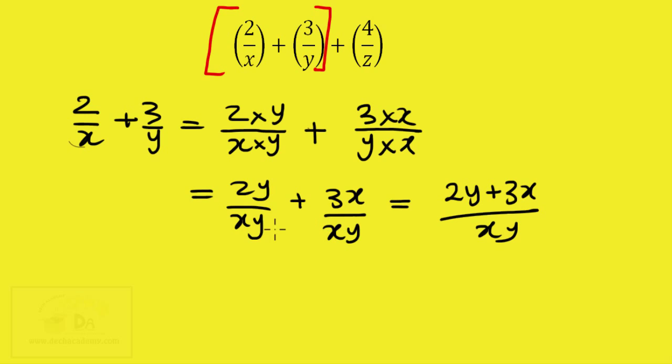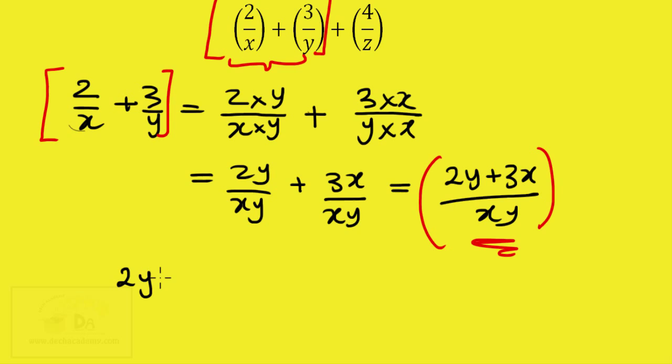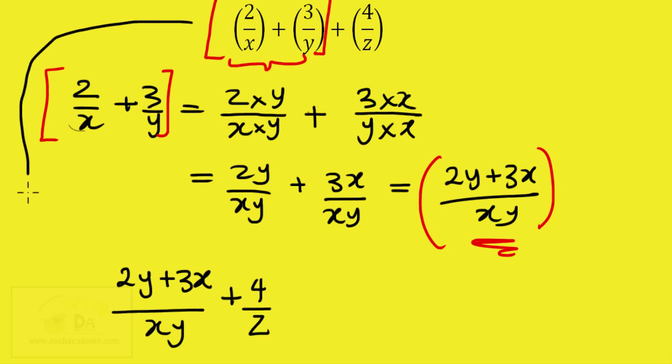Note that the denominators of these two fractions are the same. So now we know that 2 over x plus 3 over y is this expression here. So we can now replace this expression with this expression, and doing so gives 2y plus 3x over xy, that's this expression, plus 4 over z. So this original expression is this expression here.